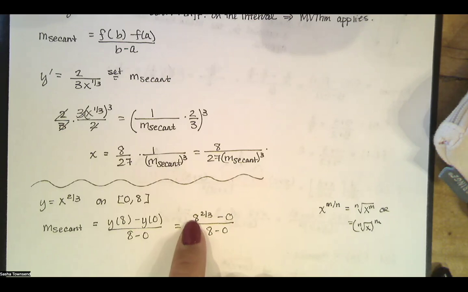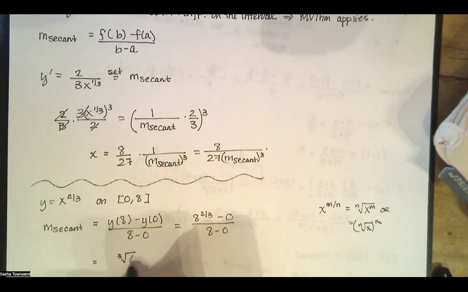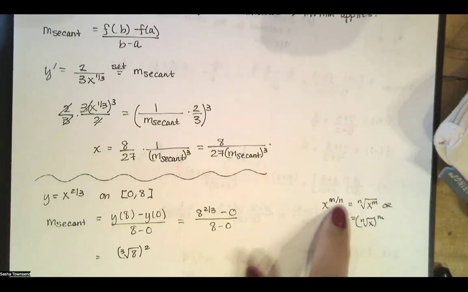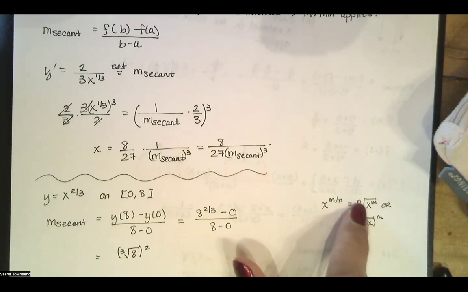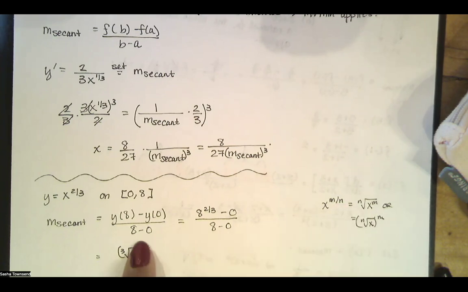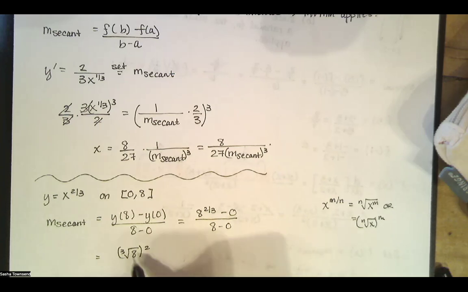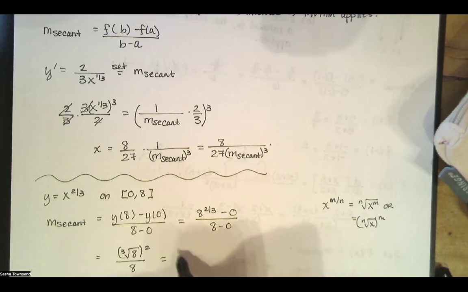So when I take 8 to the 2/3 power, what I'm really doing is I'm taking the cube root of 8, finding out what that number is, and then I'm squaring it. That number in the denominator becomes the index of the root. And that 2 can either go inside the radical or outside the radical. Either one is fine, but I want to make things smaller. So I'll say this is the cube root of 8 squared divided by 8. The cube root of 8 is 2. So I've got 2 squared, which is 4, divided by 8, or 1/2 for the slope of the secant.